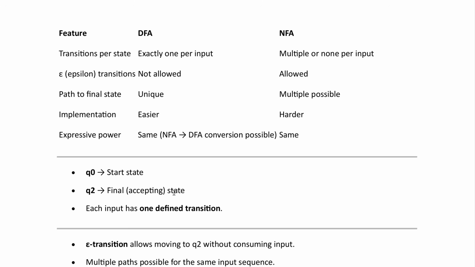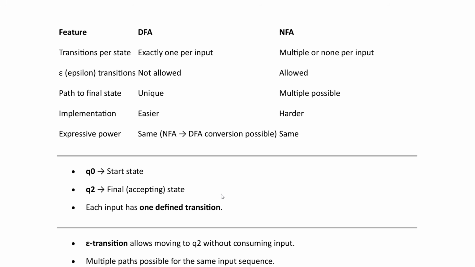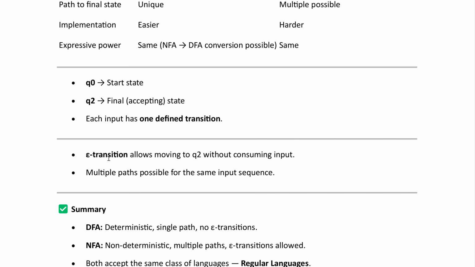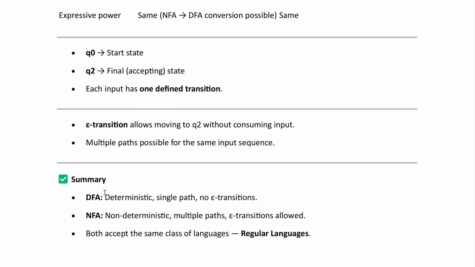So Q0 is the start state, Q2 is the final state. Each input has one defined transition. Epsilon transition allows moving to Q2 without consuming input. Multiple paths are possible for the same input sequence.